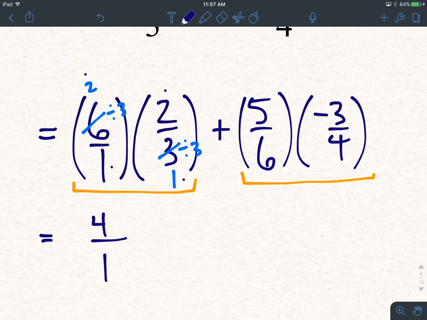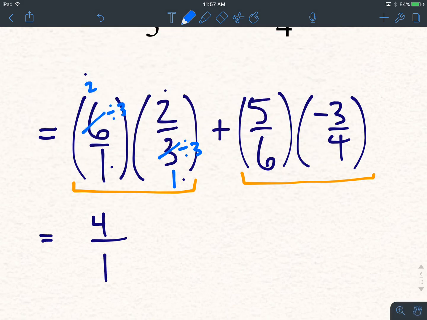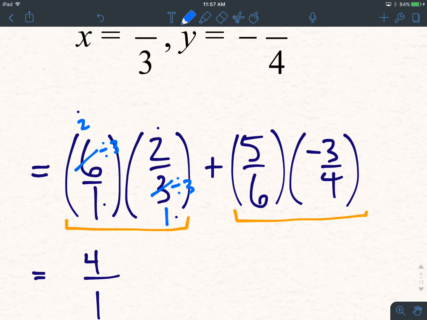Let's try to apply that same thinking to the second term that we have. So we have 5/6 times -3/4. Let's see if we can do some reducing here. And again, I see some opportunities for this. I recognize that I can divide both -3 and 6 by 3. -3 divided by 3 gives us -1, and 6 divided by 3 gives us 2.